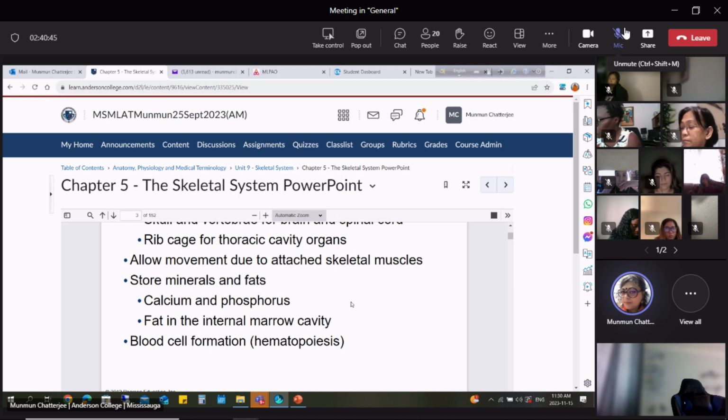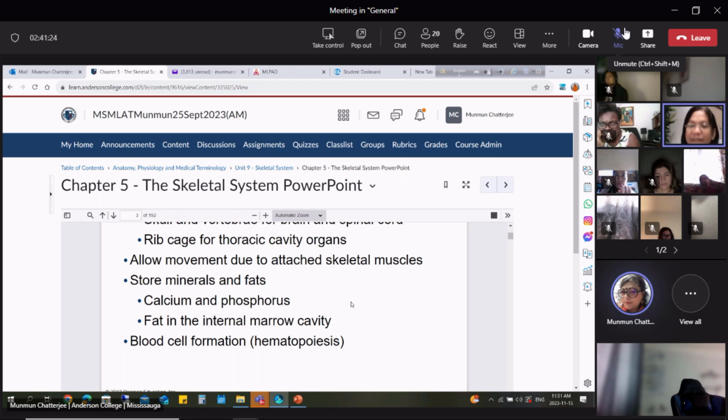Poiesis means generation or formation. Hemato is heme. Leukopoiesis means? White blood cells. Leuko means white. Erythropoiesis? Formation of red blood cells. Thrombopoiesis, platelets, making of platelets. Okay, good. But hematopoiesis is the formation of all types of blood cells.